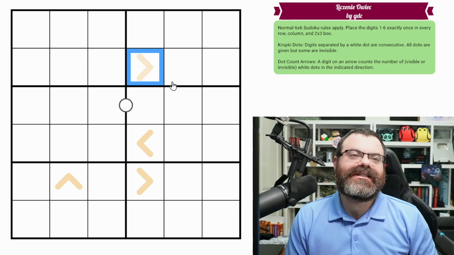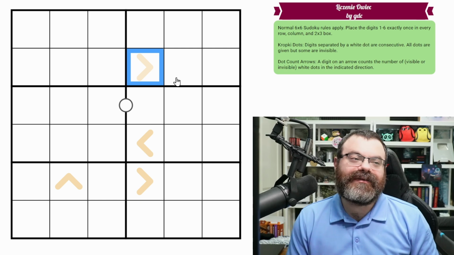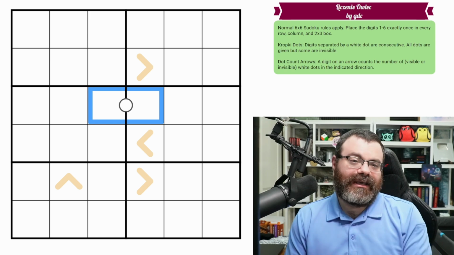We also have these dot count arrows. A digit on an arrow counts the number of visible or invisible white dots in the indicated direction. So let's go over what a white dot is. It just means the two digits are consecutive. So this white dot splits up these two cells. They have to be consecutive.